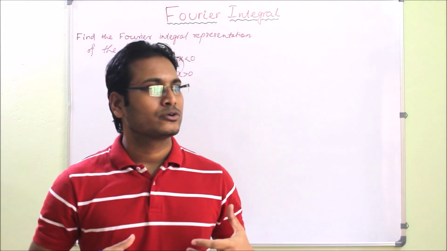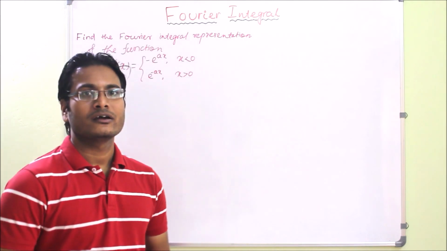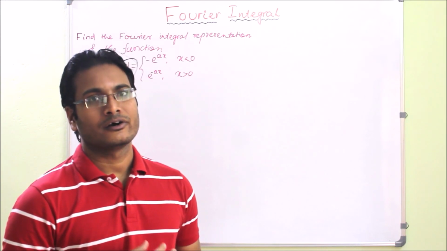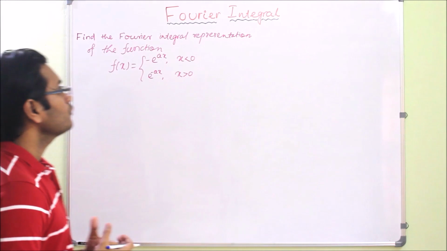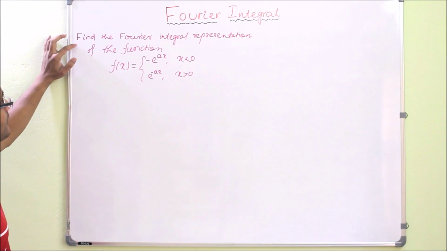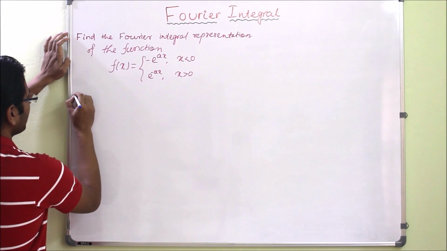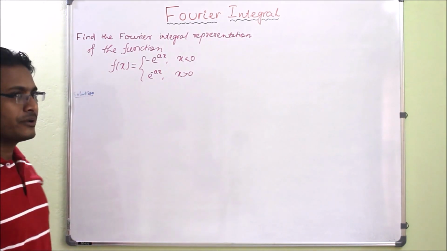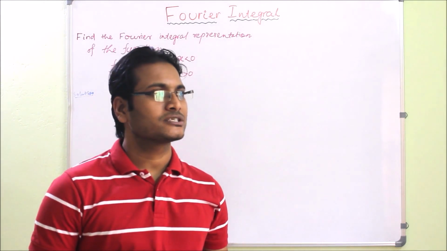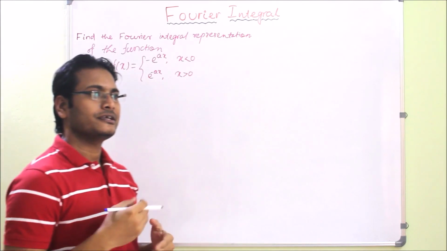Welcome back to lecture number 4 on Fourier integral. Here we will see one interesting problem: how to represent a function in Fourier integral form. So the problem is, find the Fourier integral representation of the function f of x, which is defined like this. The first step of the solution is to check whether the function is even or odd.